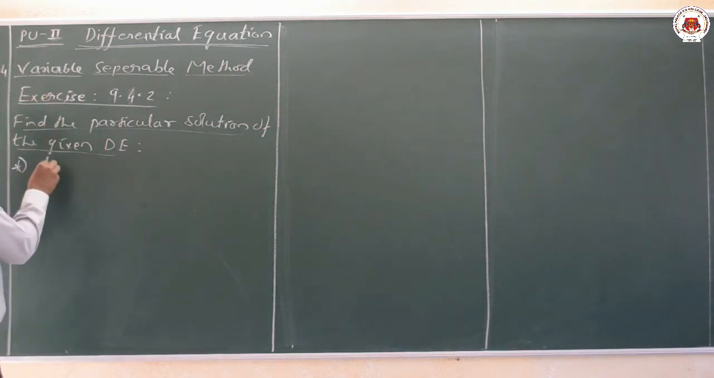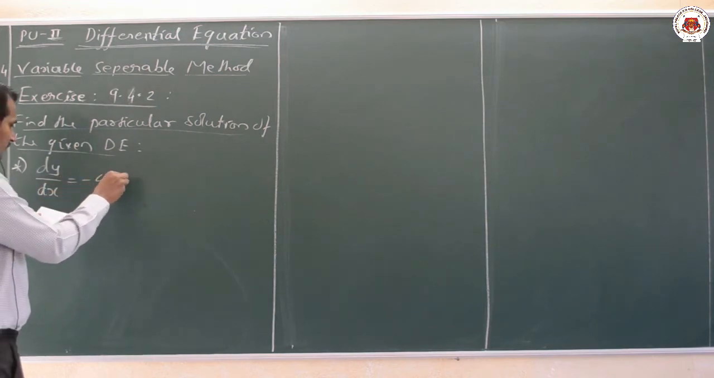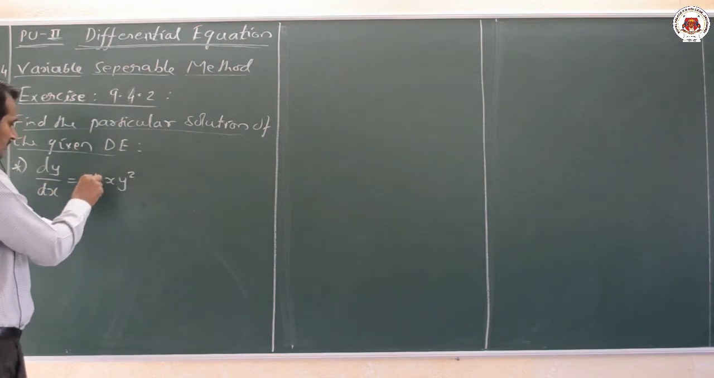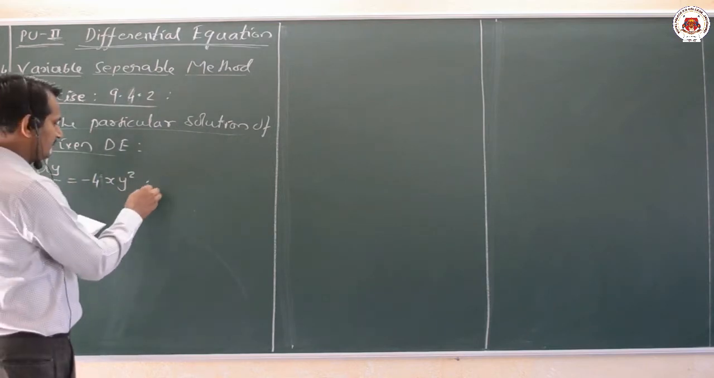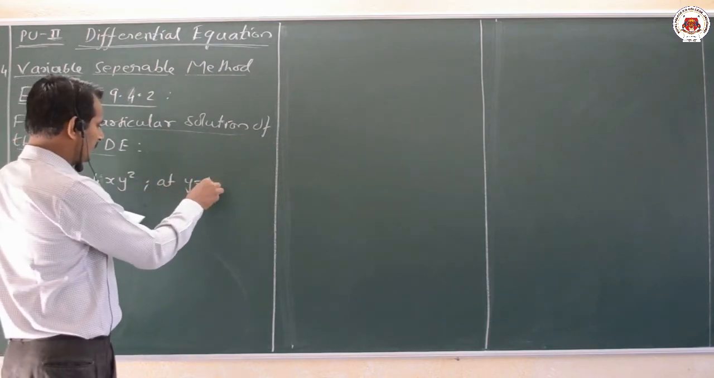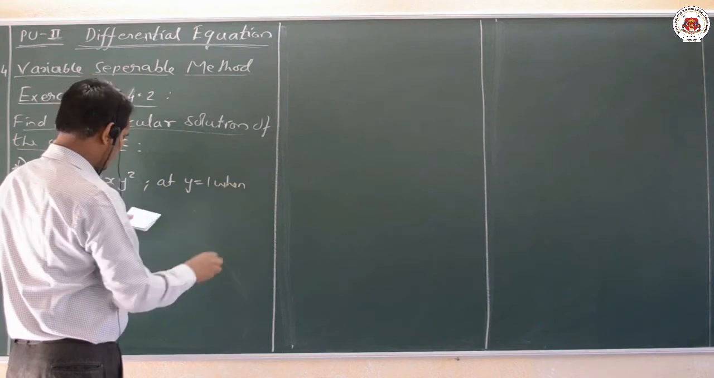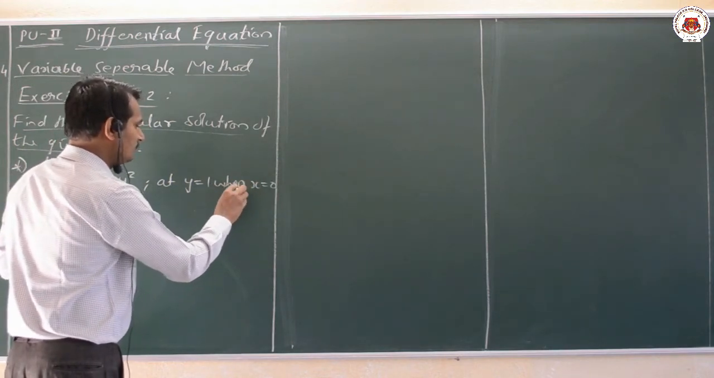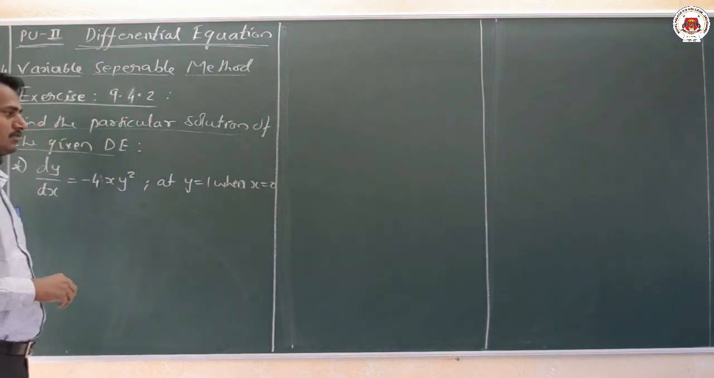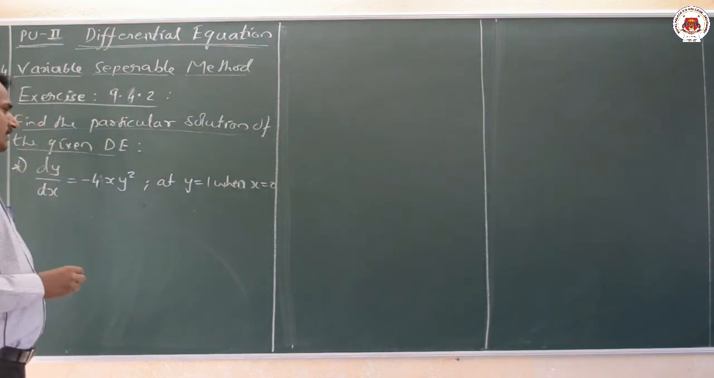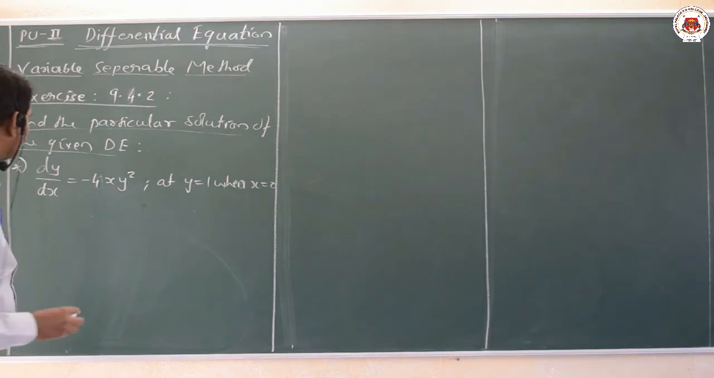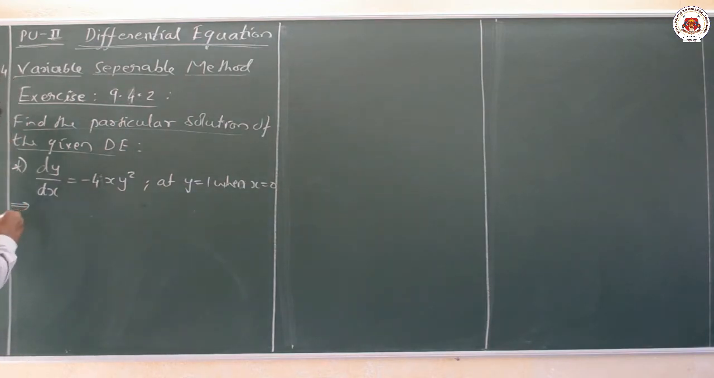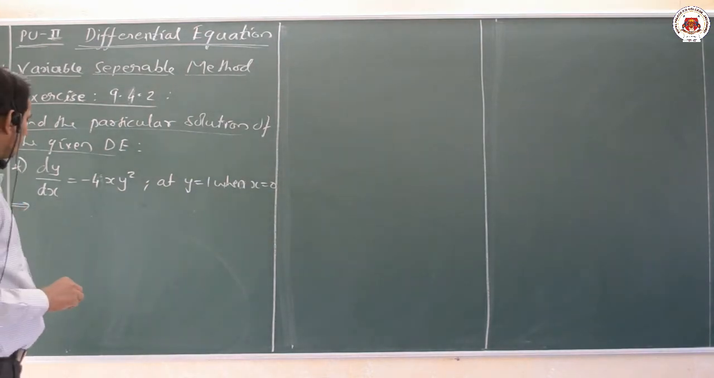The first problem is dy by dx equal to minus 4x y square, with y equal to 1 when x equal to 0. We shall discuss this. Now let us observe this problem. It is a very simple problem.